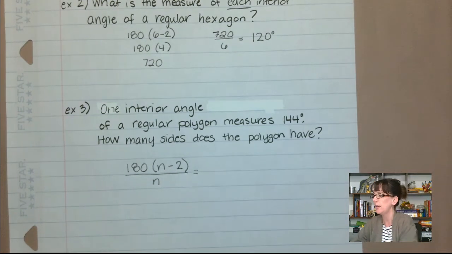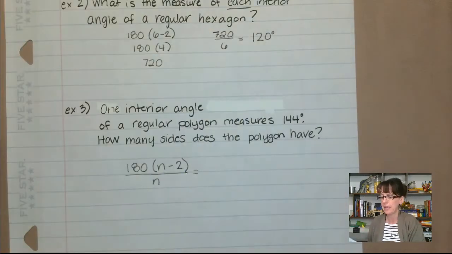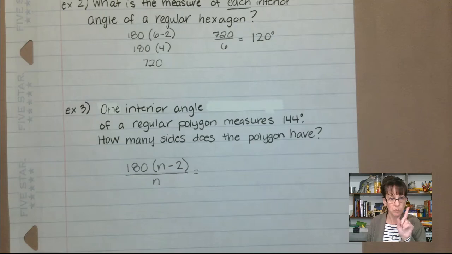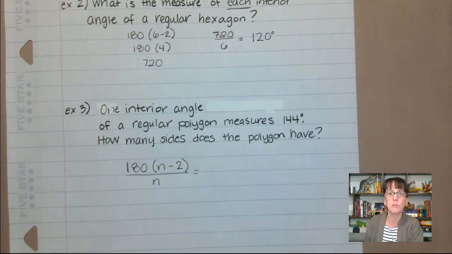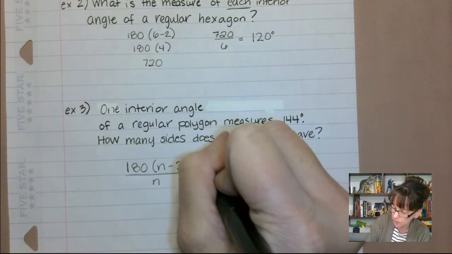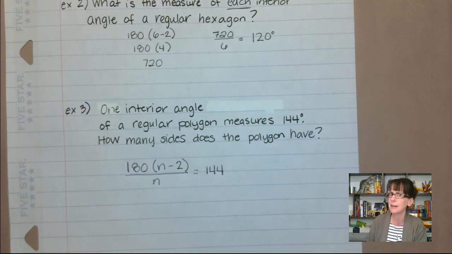And if you recall, that is this formula right here in pink. 180 times n minus 2, divided by n. That'll give us each individual angle, which we know in this case is 144 degrees. So we're going to set that equal to 144 degrees. So you might be looking at this and saying, I have no idea how to solve this equation. This looks a little crazy.